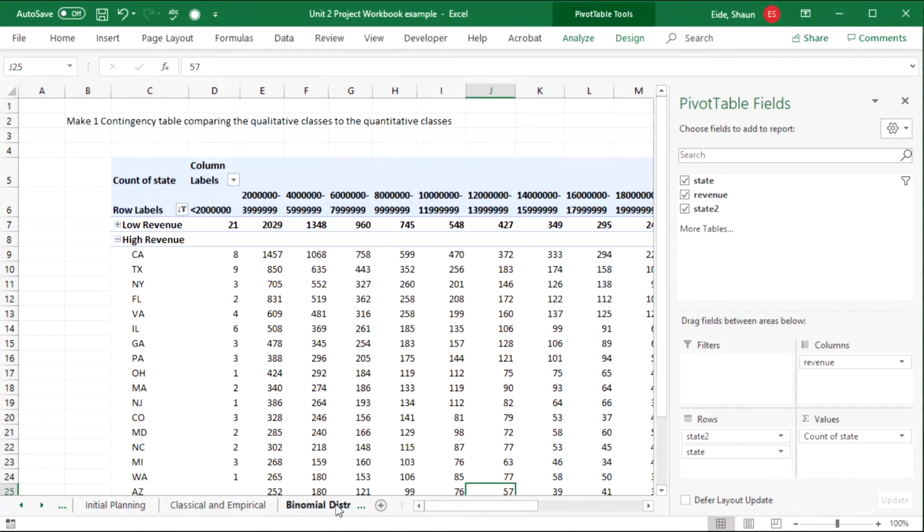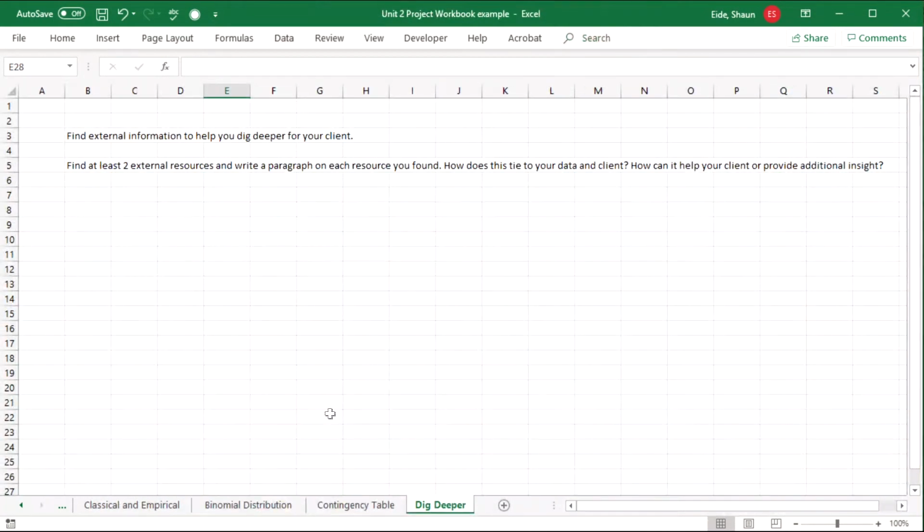And then last but not least, what I want you to do is dig deeper, find more information, find articles, find whatever you can out there on the World Wide Web that really helps you understand your data set more and helps you connect with the purpose of your client more. Please be aware of that and work on that. That's the last thing that you have to do, and I want you to write 2 paragraphs about that.